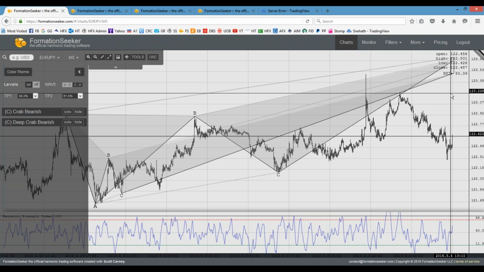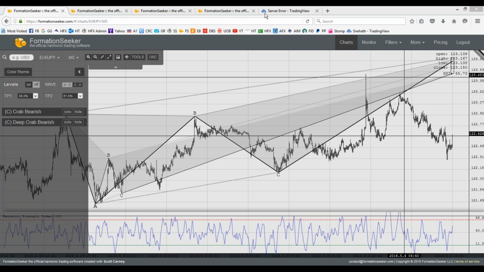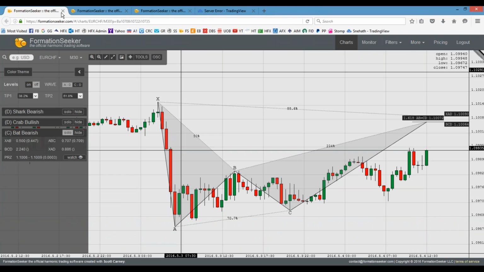What I started to realize is that you should look for harmonic patterns in the opposite direction when you are trying to take your profits. Okay, so that's Euro Yen.